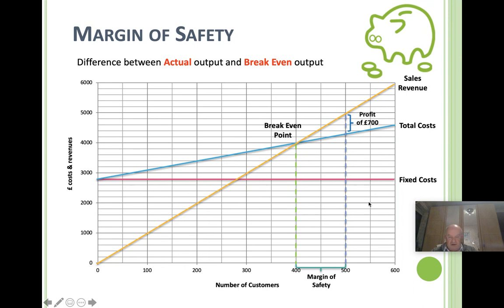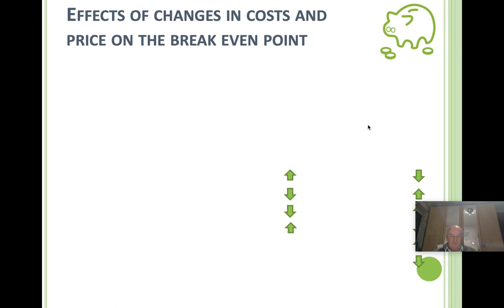And that can be calculated in a number of different ways. We know that our total cost at 500 units is, roughly speaking, in the region of £4,300. It may not be absolutely accurate, but that suggests it is 4,300. So the difference between 4,300 and 5,000, which is the sales revenue we've achieved at 500 units, is the profit of £700. Okay, so margin of safety, quite an important principle. It's the difference between actual output and break-even output. Hopefully that makes a bit more sense for you.